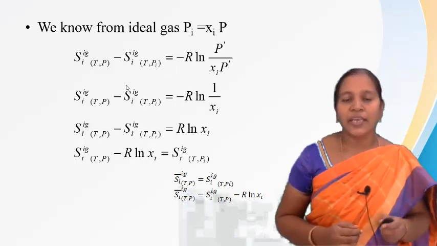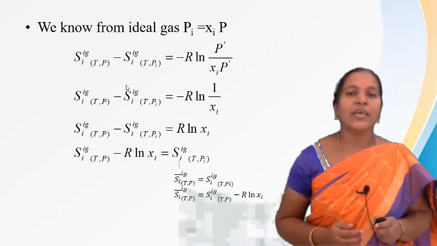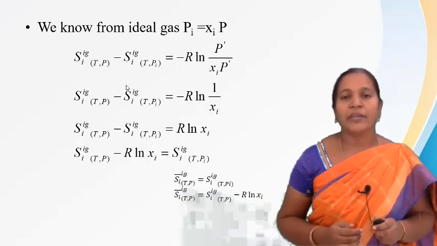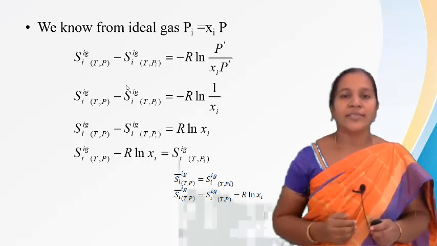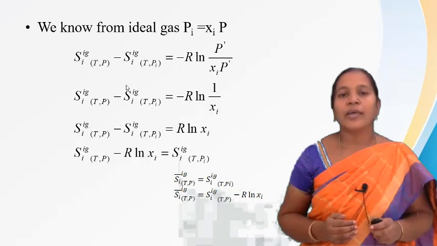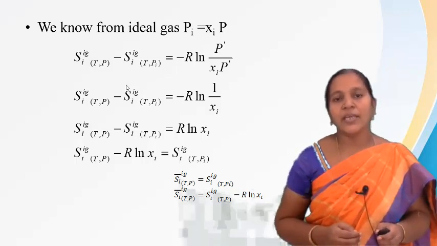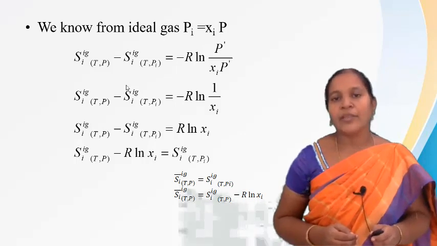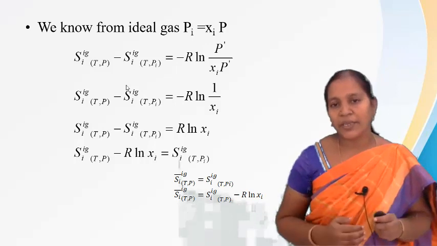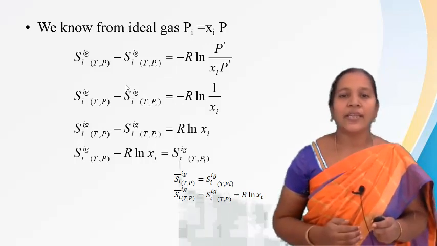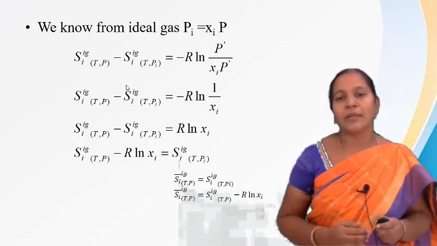Therefore, S_i^ig at T, P plus R ln Xi is equal to S_i^ig at T, Pi. Taking the term R ln Xi to the right hand side, S_i^ig at T, Pi is equal to S_i^ig at T, P minus R ln Xi. Therefore, S_i bar ig at T, P is equal to S_i^ig at T, Pi. This is from Gibbs theorem.